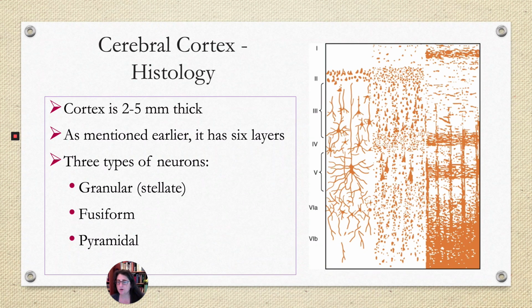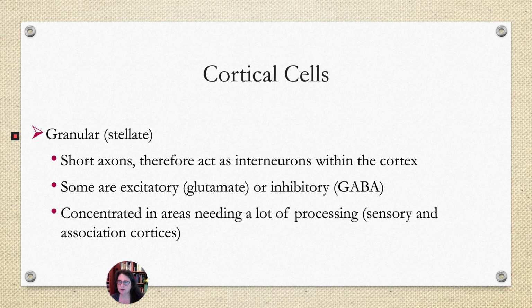The 3 types of neurons I wanted to make at least some brief discussions about are the granular or stellate cells, fusiform, and pyramidal. The granular cells have short axons, so they don't go very far. So they function more as interneurons within the cortex to go from one part of the cortex to a neighboring, close by part of the cortex. They can be inhibitory or excitatory. If they are excitatory, they're most likely to use glutamate as their neurotransmitter. If they're inhibitory, they're more likely to use GABA.